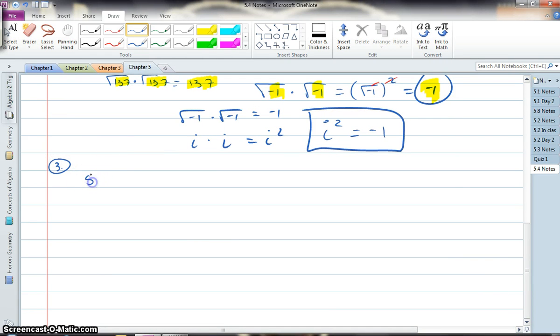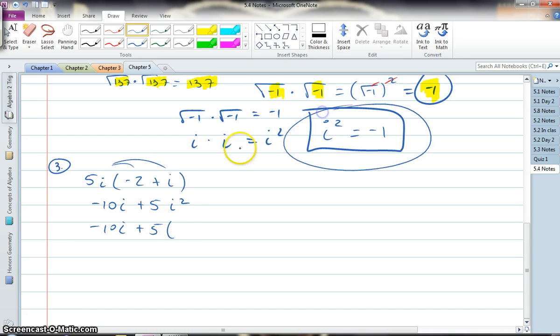So let's go 5i times the quantity negative 2 plus i. All right, now all this is here is the distributive property. We're going to take it to both. 5i times negative 2 is negative 10i. 5i times i is plus 5i squared. So negative 10i stays the same, plus 5, well, i squared we know is negative 1. So I got negative 10i minus 5.